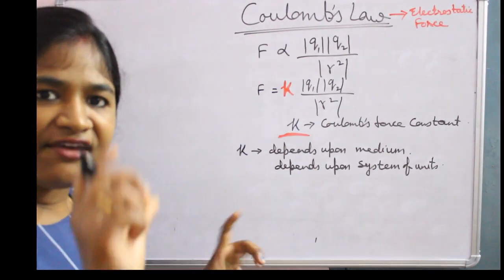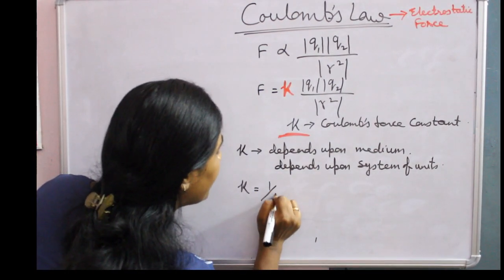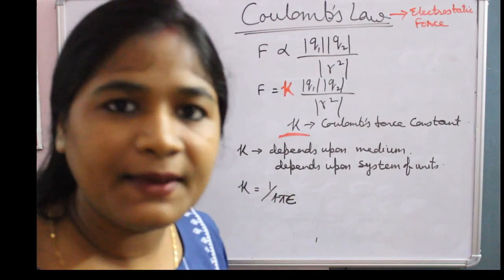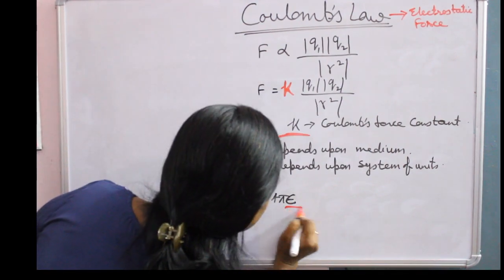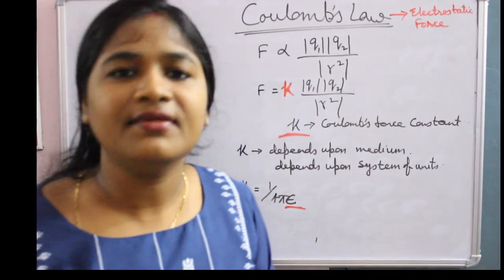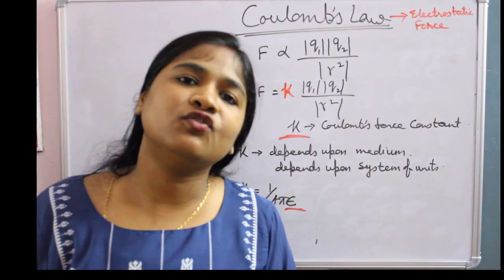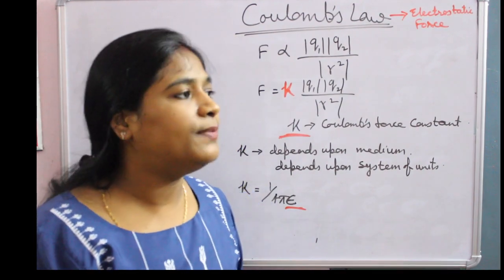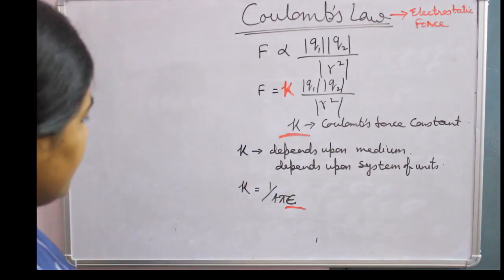ओके, ना K की वैल्यू क्या होगी? तो K की वैल्यू होती है 1/4 पाई एप्सिलॉन. 1/4 पाई एप्सिलॉन. मैटर क्या है ये? What is this? First time in life. Epsilon. What is this? Epsilon is known as permittivity of the medium. What it is known as? Permittivity of the medium.